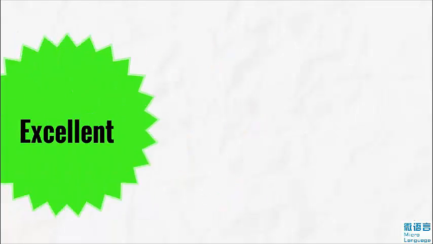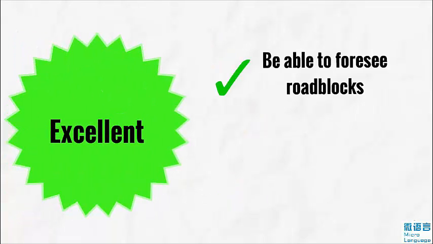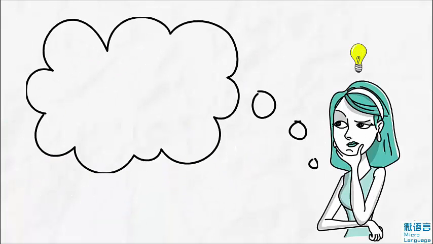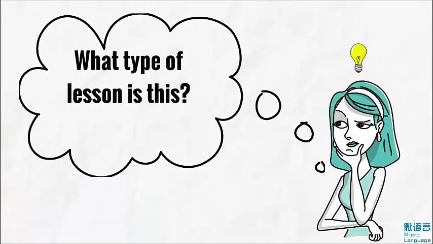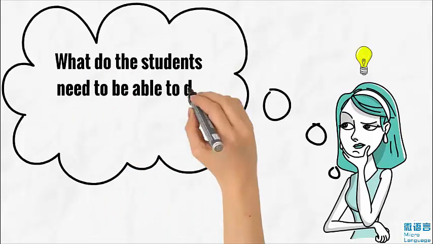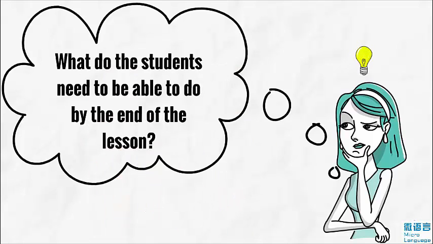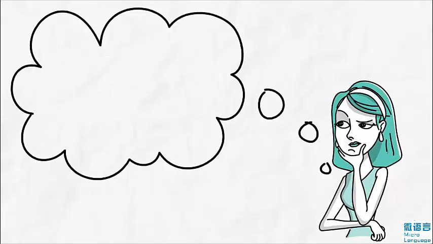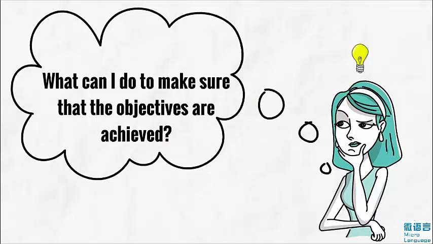An excellent teacher, however, will be able to foresee any roadblocks or aspects which may interrupt the learning process and be able to plan ahead and tackle these. While you're reading the lesson plan, you should be asking yourself things like, what type of lesson is this? A review lesson where students can revise language, or where they need to be able to produce something? What do the students need to be able to do by the end of the lesson? And what can I do to make sure that the objectives are achieved?